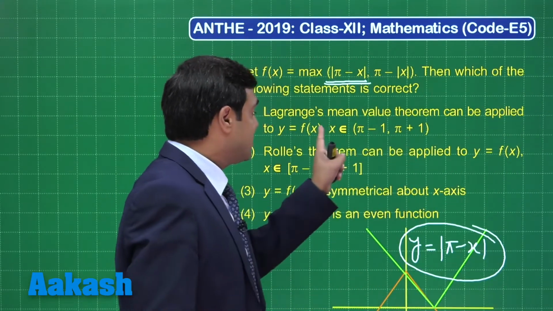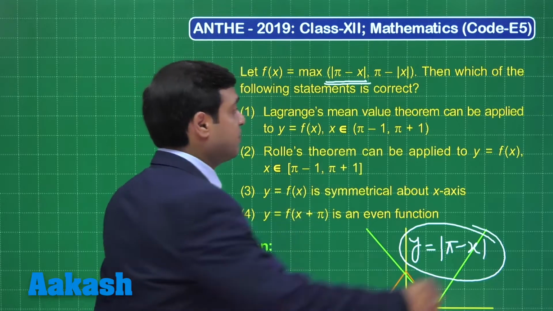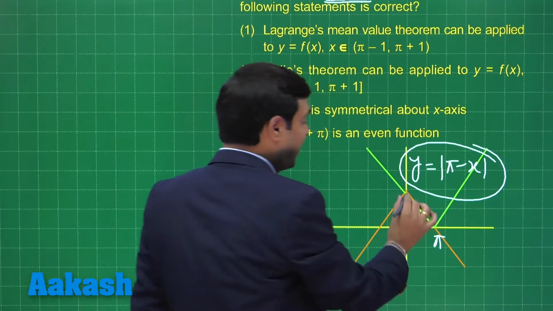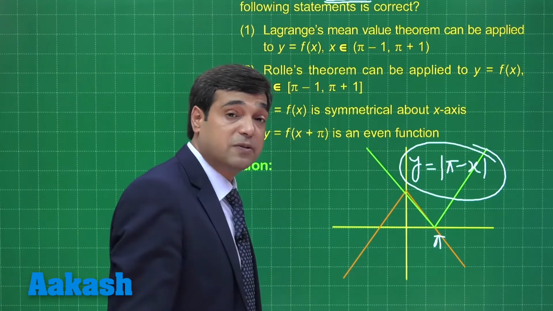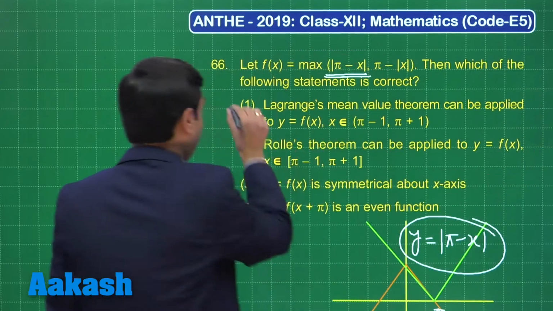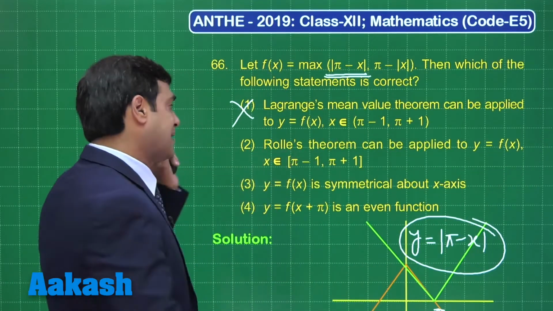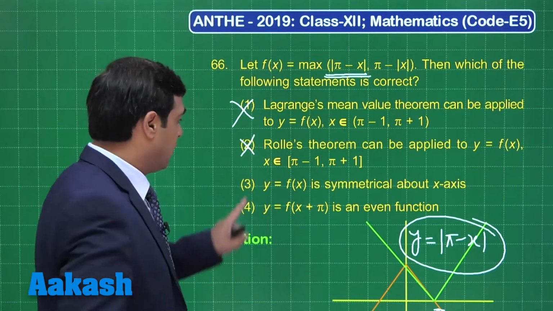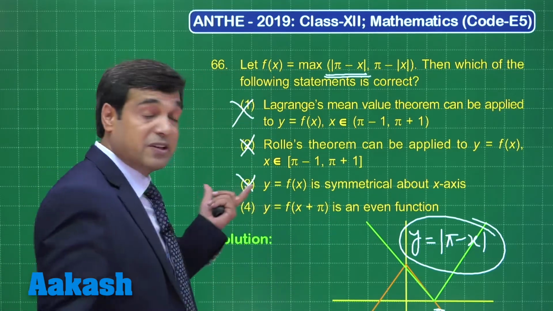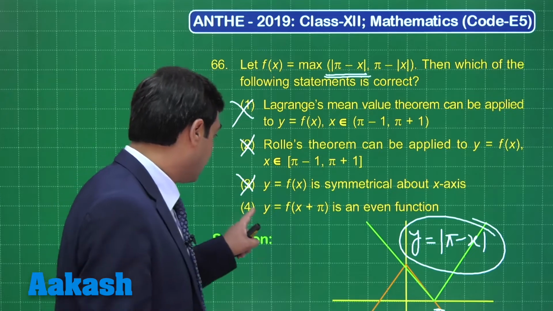Lagrange's mean value theorem is applicable in the interval π − 1 to π + 1. This point is π. So clearly in the interval π − 1 to π + 1, it is not differentiable. So the first option is not correct. Rolle's theorem, same argument, not applicable. Symmetric about the x-axis, clearly it is not. So obviously the fourth will be the correct option. Let's see what that is.